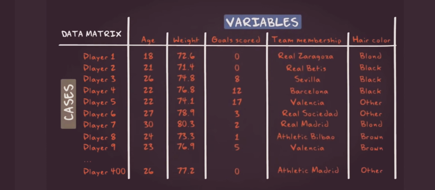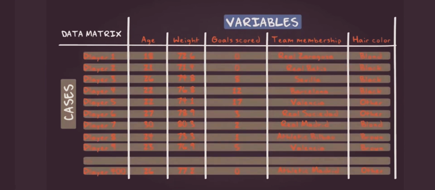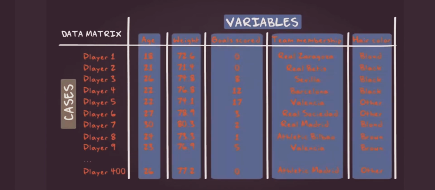This is such a data matrix. The data matrix is the core element of every statistical study. It is nothing more than an overview of all your cases and variables. The cases are displayed in the rows. They range from player 1 to player 400. You can see that no names are displayed, which means that the names are anonymized here. The variables are displayed in the columns. We have, as you can see, 5 variables: age, weight, goals scored, team membership and hair color.